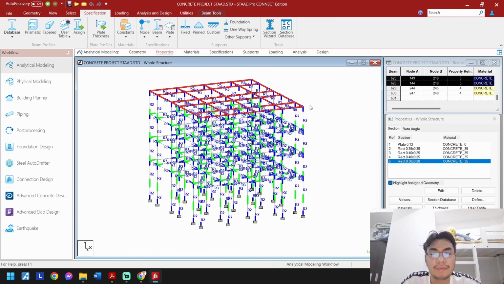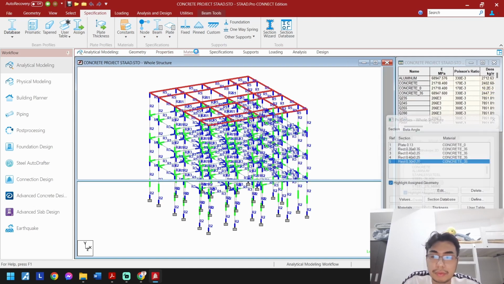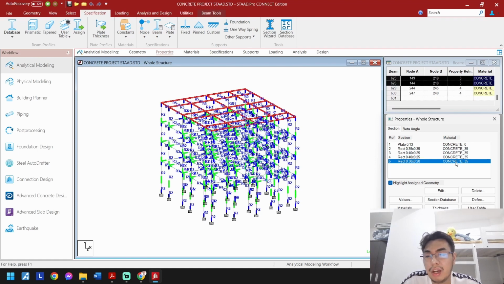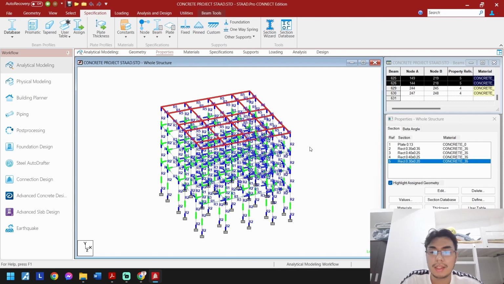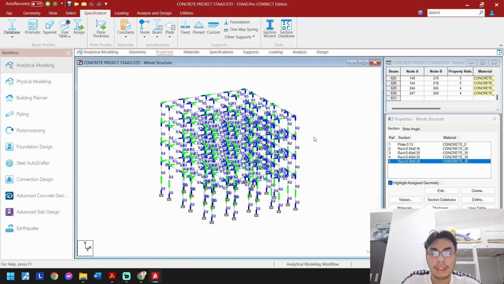Then for the roof beam, we have decided it to be 200 millimeters by 300 millimeters since it is on the top floor and does not carry much loads. Okay. So for the materials, we have used 35 MPa throughout for the beams and the columns since, although it is low rise, it carries much weight and we would like the members to be small, so we have to compensate with higher concrete strength.